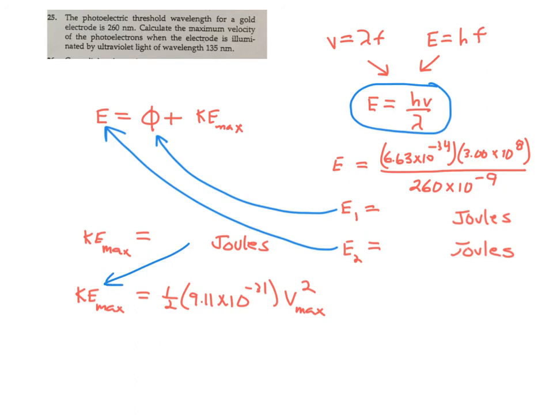So bottom line is you can take E sub 2 minus E sub 1. That'll give you the kinetic energy. And then just plug into the kinetic energy formula, 1/2 mv squared. Solve for v. Once again, don't forget to take the square root at the end there as your final step.